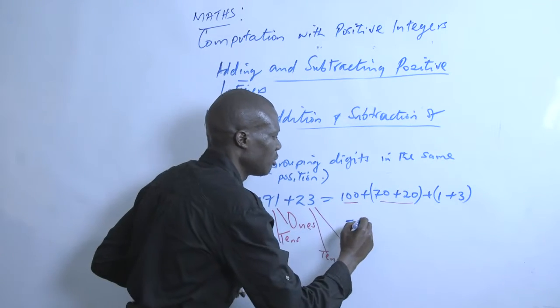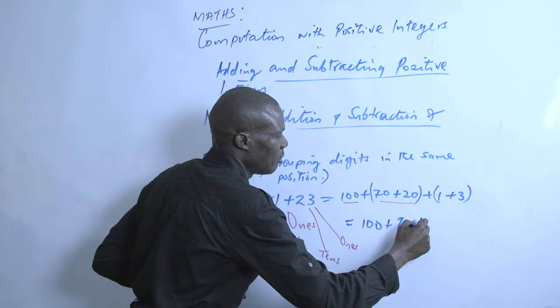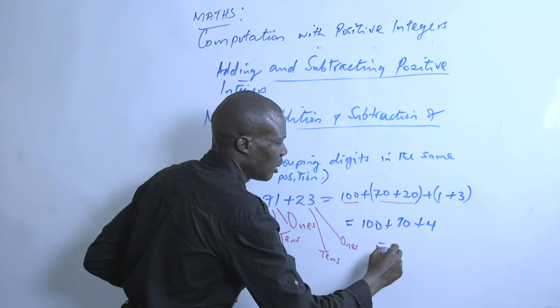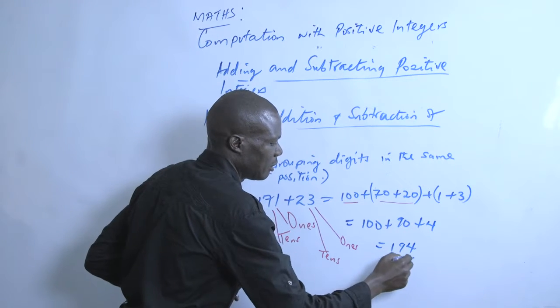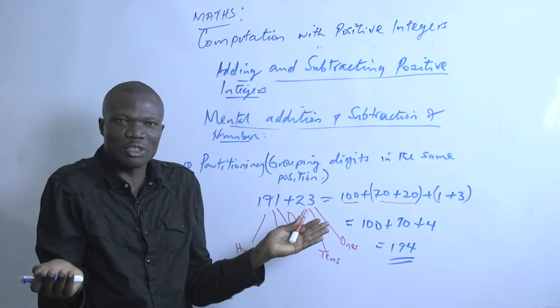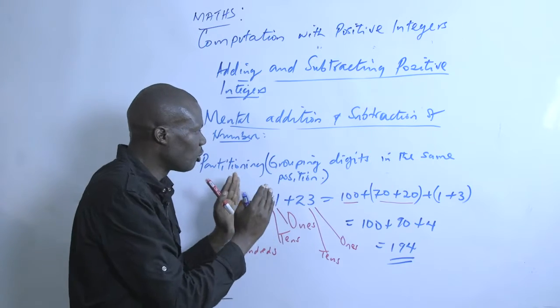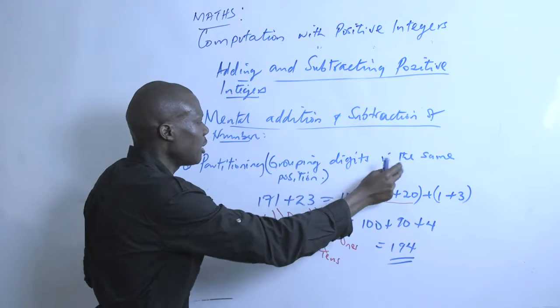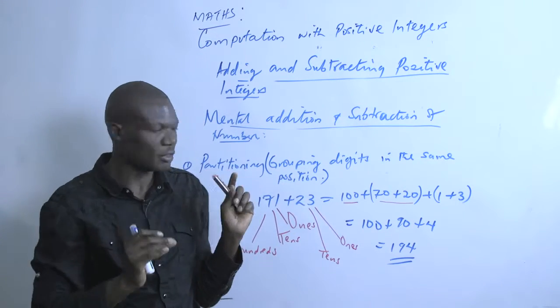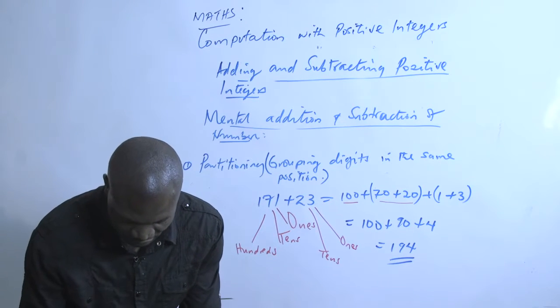You'll find this gives us 100 plus 90 plus 4, which is 194. So it is very easy to add numbers as long as you know how to group them according to their positions. That is how we normally add the numbers.